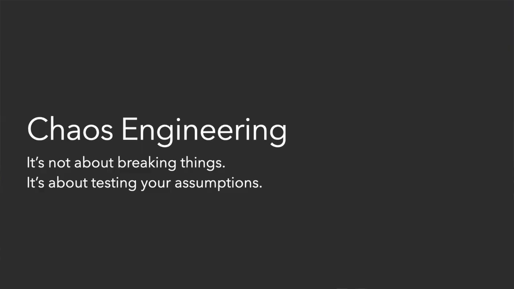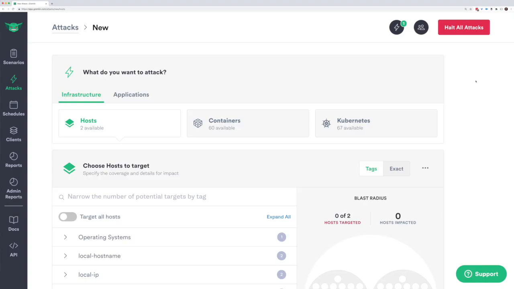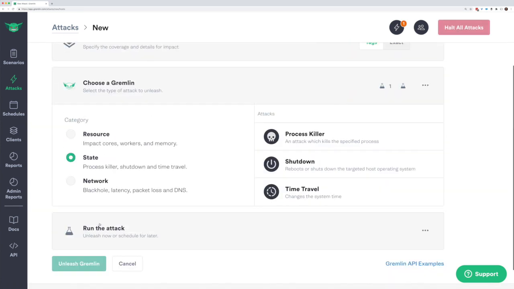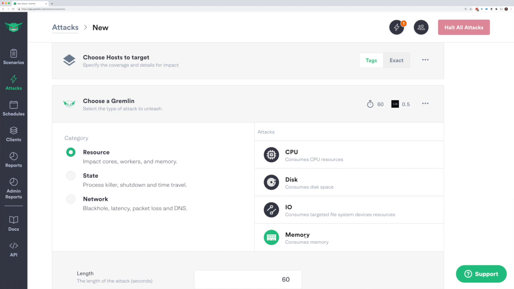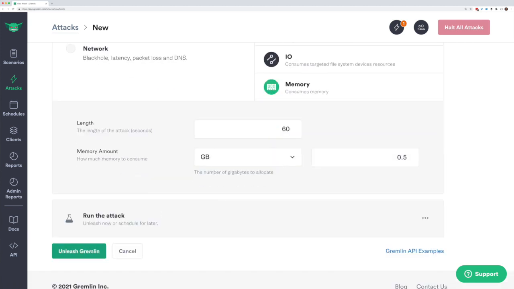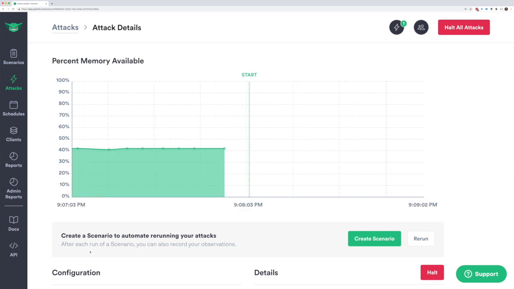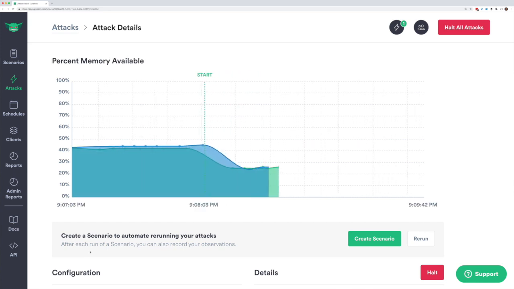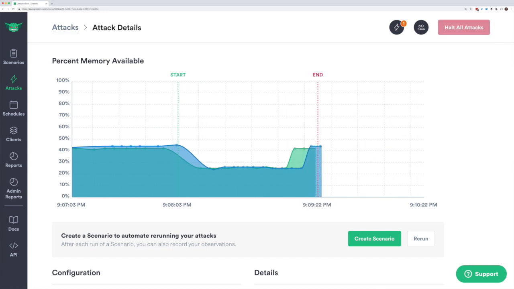Finally, testing. This is where chaos engineering is most valuable. Chaos engineering isn't about breaking things. It's a process of testing your assumptions. Does that graph really show the amount of CPU you're consuming? Use a chaos engineering tool to consume CPU and verify it. And chaos engineering doesn't mean you should cause chaos. It's about replicating the chaos of the real world in a very controlled way.